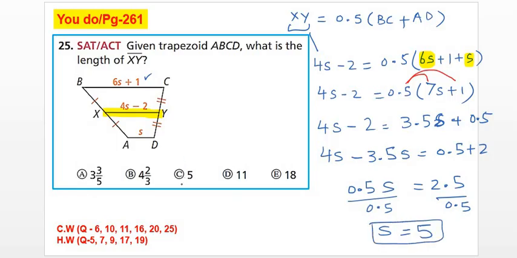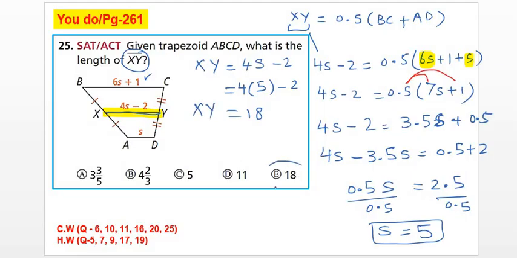Because we can see that one of the options is 5. Is this the final answer? No, because we want to find the value of xy. So how can we find xy now? We will replace the value of s here in the expression, that is 4s minus 2. So it will become 4 times 5 minus 2. So the answer is becoming 18, and the value of xy is 18. Do not try to be in a hurry. Always give time to each question.